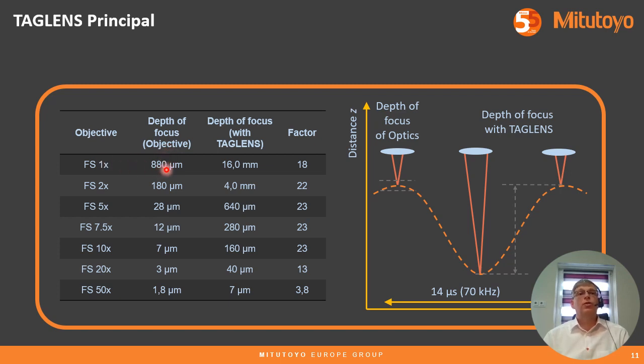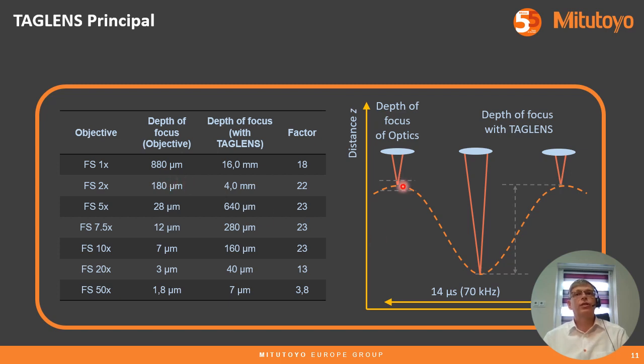Low magnification means high depth of focus. High magnification means low depth of focus. Therefore, you see, if you have a magnification like 10x or 20x, the depth of focus of the objective lens itself is in a range of a few micrometers, 3 micrometers. At 50x, just 1.8 micrometers. Small magnification, 1x, has a depth of focus of 880 micrometers.